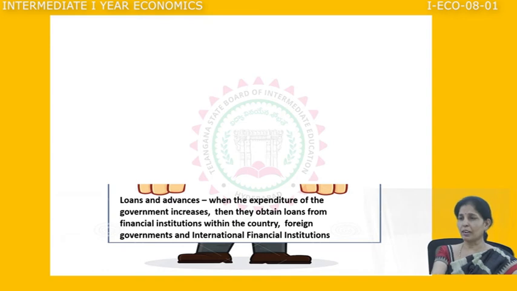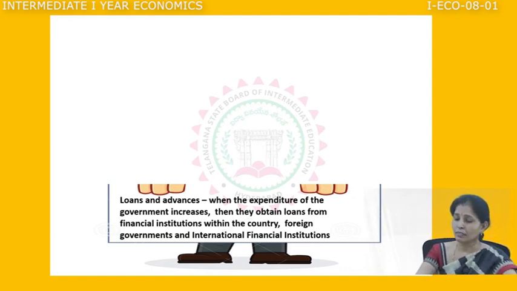The next one we have is loans and advances. When do we get this situation? When the government expenditure exceeds the income, then they have to obtain loans from financial institutions, within the country or outside the country. So the government has to depend on loans from financial institutions within the country, foreign governments or any international financial institution if the expenditures are exceeding the revenue.